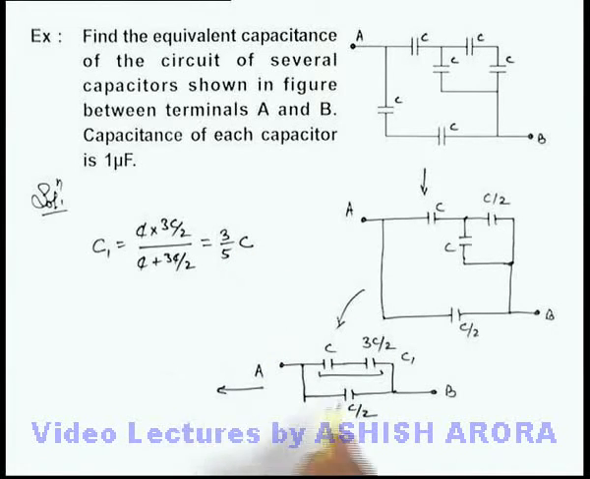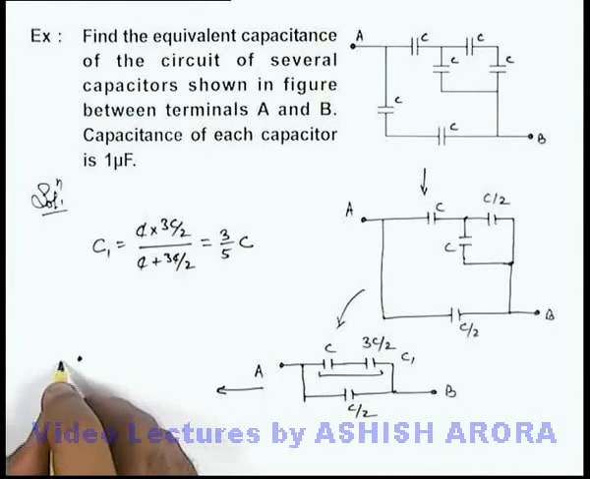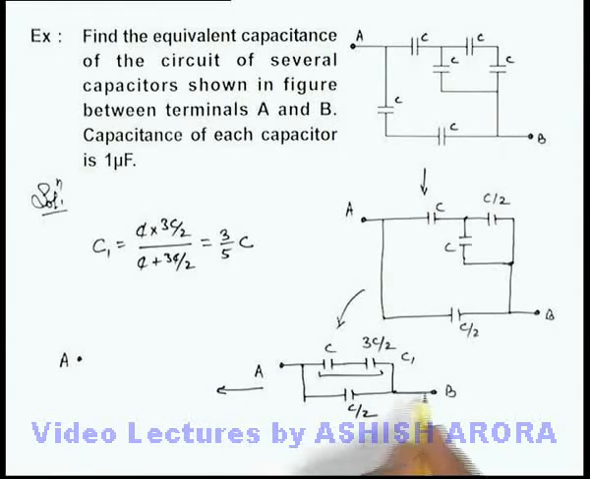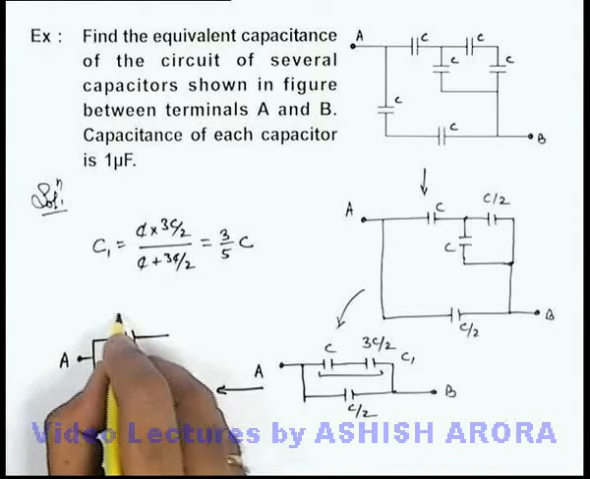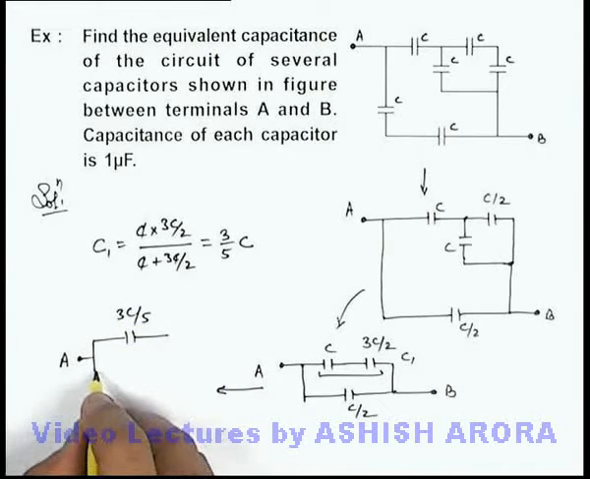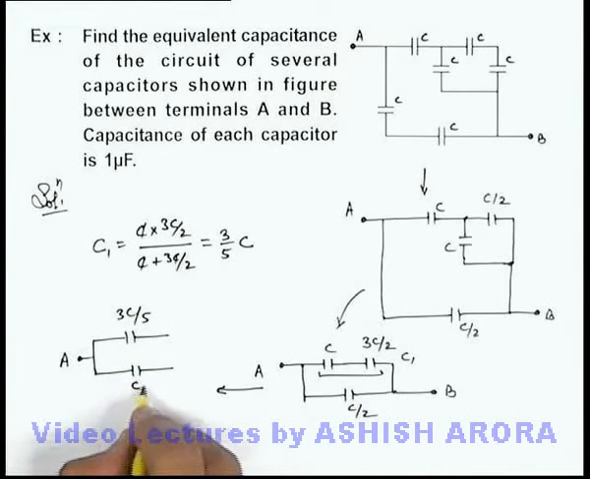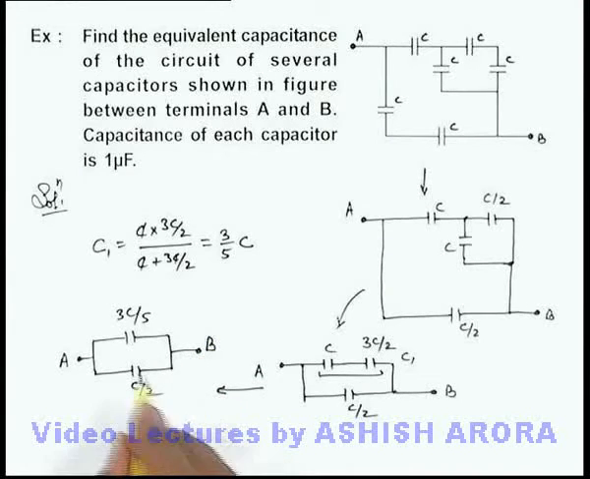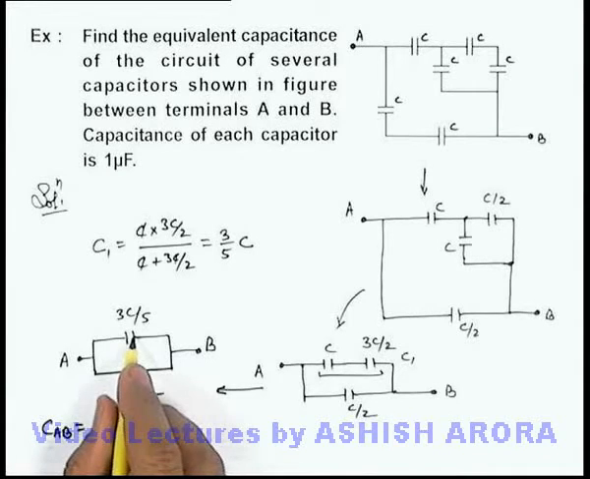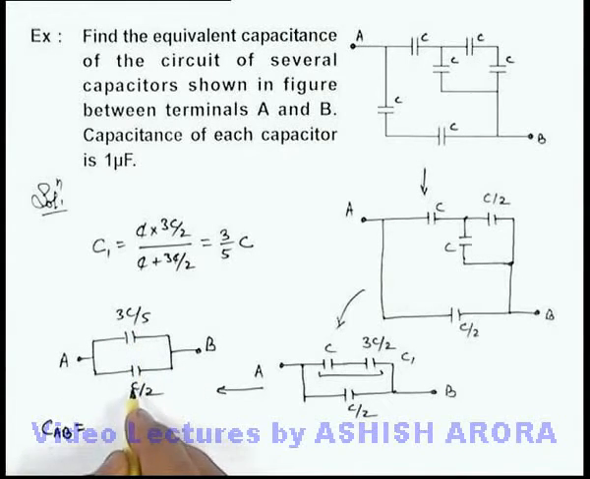Now if we further reduce the circuit, it can be drawn like this. Across terminals A and B, there are only two capacitors we are having. One is 3C by 5. And other is the capacitor C by 2. They are connected in parallel combination across terminals A and B. So final capacitance across terminal A and B is the parallel combination of 3C by 5 and C by 2, which will be finally added up.